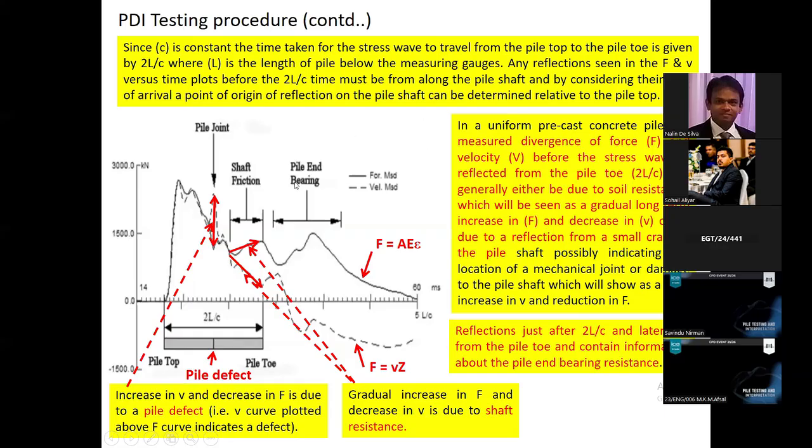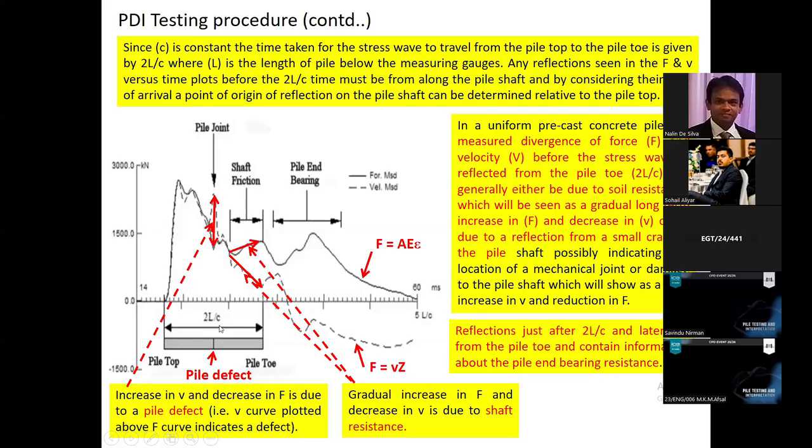So L divided by c is the time taken for the wave to travel to the toe of the pile, right? Now we are detecting the reflected wave. So for the wave to travel to the toe and come back, it needs 2 times L over c time. So this is the time taken for the wave to go to the toe and come back.